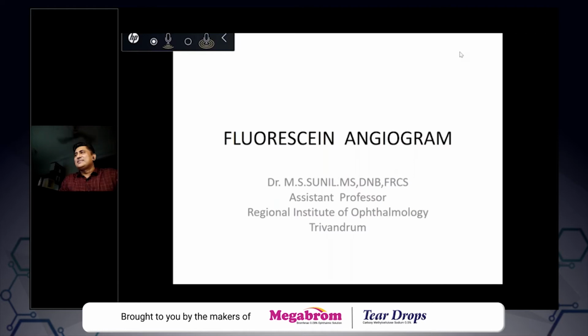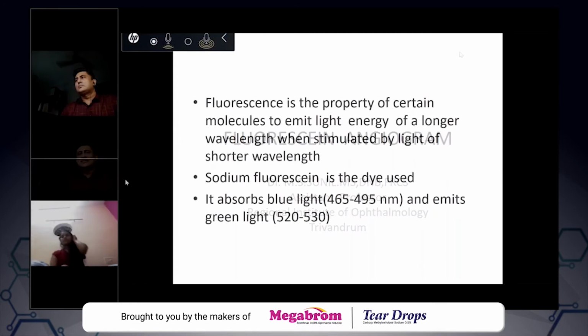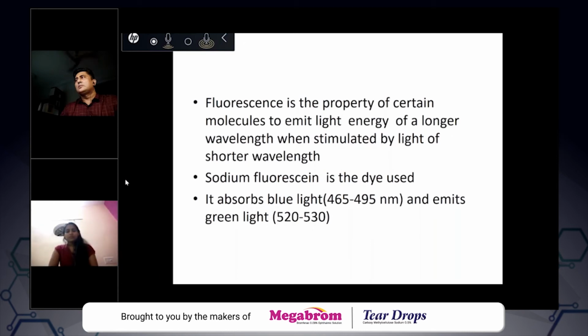The first half of our talk, maybe in another 20 minutes' time, we will be talking on fluorescein angiogram. Fluorescence is the property of certain molecules to emit light energy of a longer wavelength when stimulated by light of shorter wavelength. Using fluorescein angiography, we are actually using a molecule called sodium fluorescein. It absorbs blue light that you are giving and emits green light.